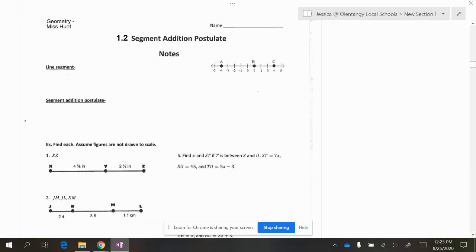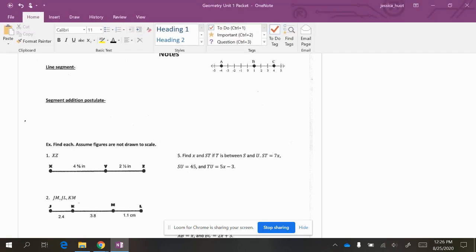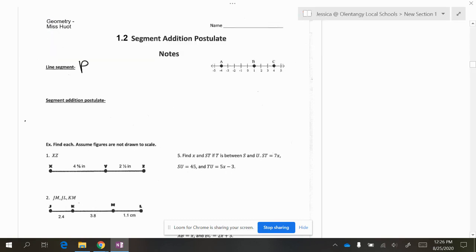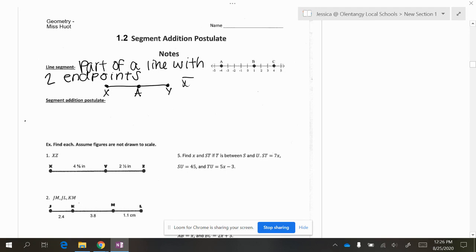1.2 segment addition postulate. So the first thing is a line segment is part of a line with two endpoints. So here, if I have part of a line, X, Y, and I have another point A on here, I could name this segment XA, I could name it segment XY, I could name it segment AY.